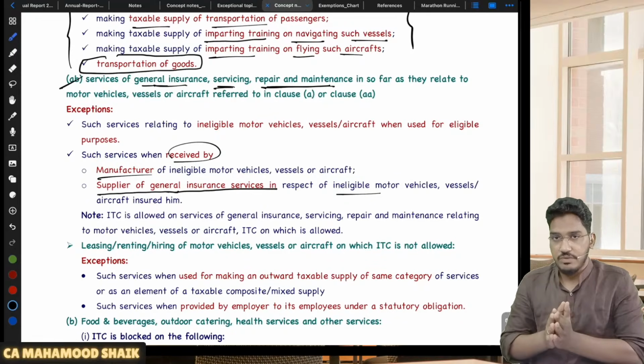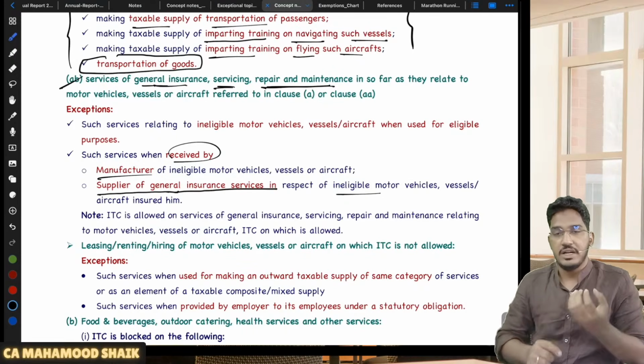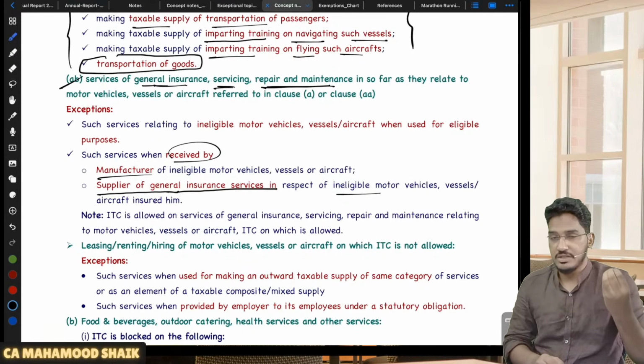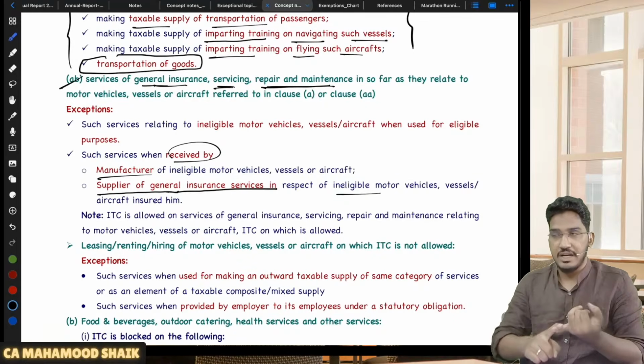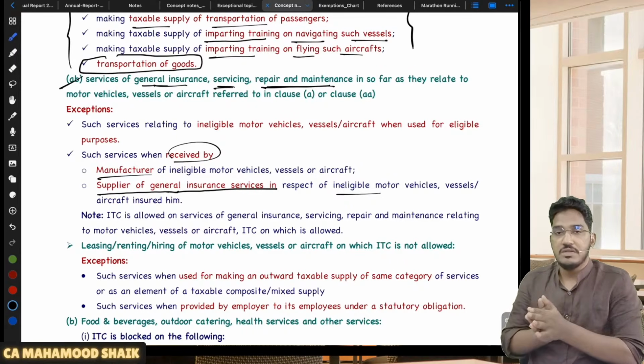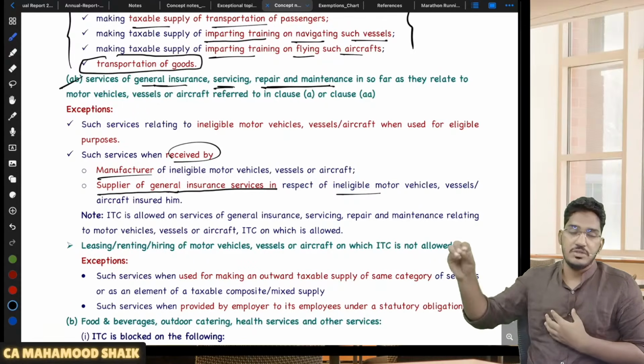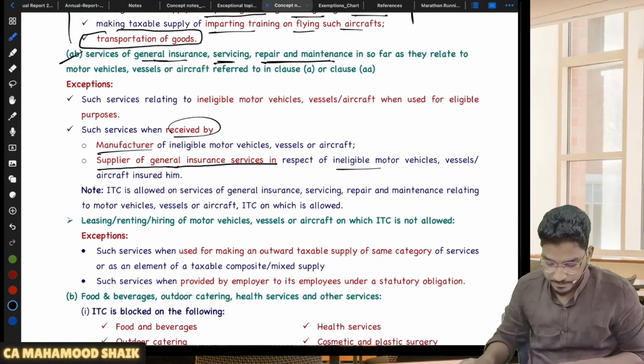So, to summarize: if you are eligible to take ITC on a motor vehicle, vessel or aircraft, you become eligible to take ITC on the services relating to its general insurance, servicing, repair and maintenance. In addition, the manufacturer of ineligible motor vehicles, vessels and aircrafts can avail ITC. Also, a supplier of general insurance services can avail ITC on general insurance, servicing, repairs and maintenance on the vehicles, vessels or aircrafts which they have insured.